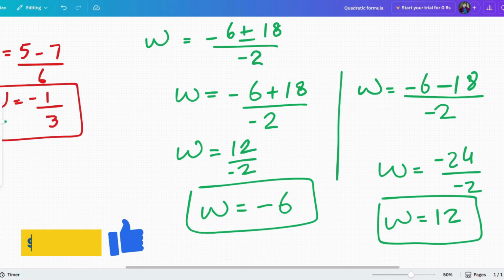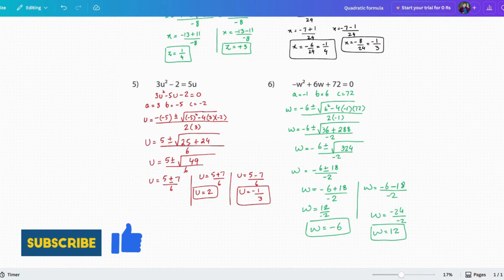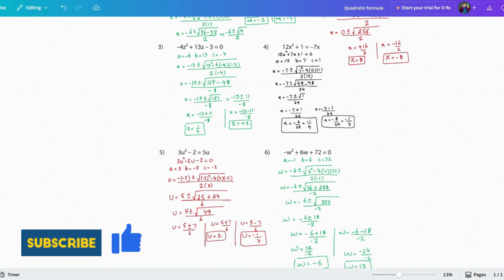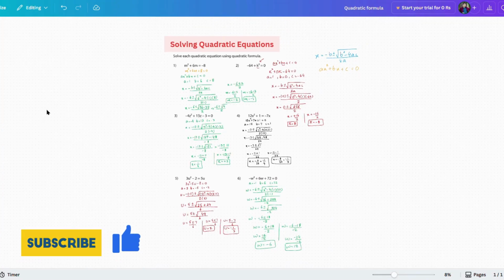So I hope you got the correct answers. You can compare your answer with mine. So that's all about solving quadratic equations using the quadratic formula. I hope you understood it. So this is the complete set of questions from question 1 till question 6.